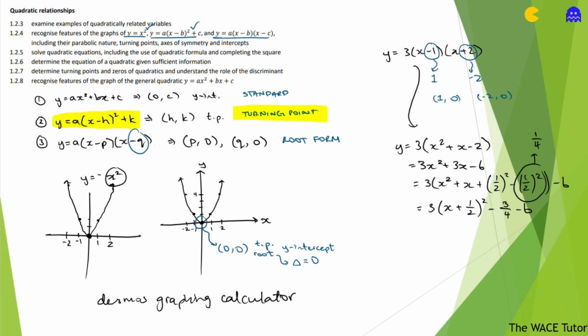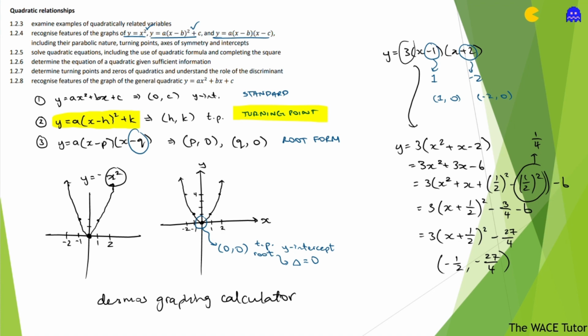And if you need a little bit more to process that maths, make sure you're expanding out those steps. But this video is going quite long as it is. So you have your 3 times x plus 1/2 squared minus 3/4 minus 6. And so you have 3 times x plus 1/2 squared, and then you have minus 3 minus 24 over 4, minus 27 over 4. And so you end up with a turning point of minus 1/2 and minus 27 on 4. And I should have chosen better numbers, but here we are.